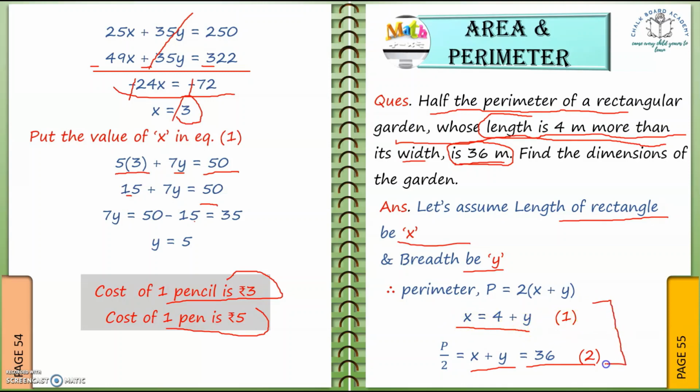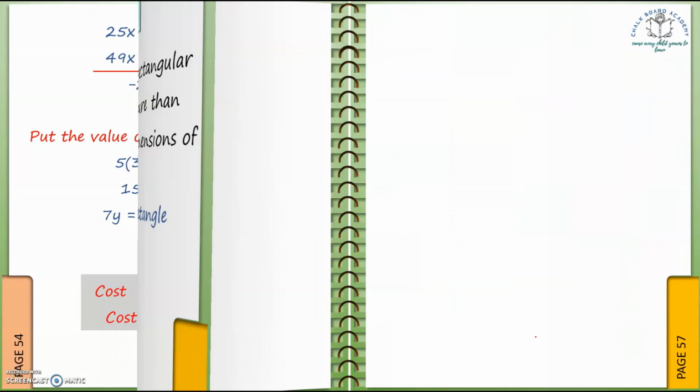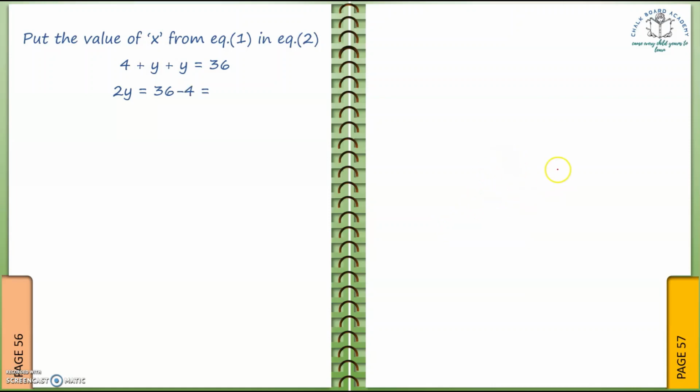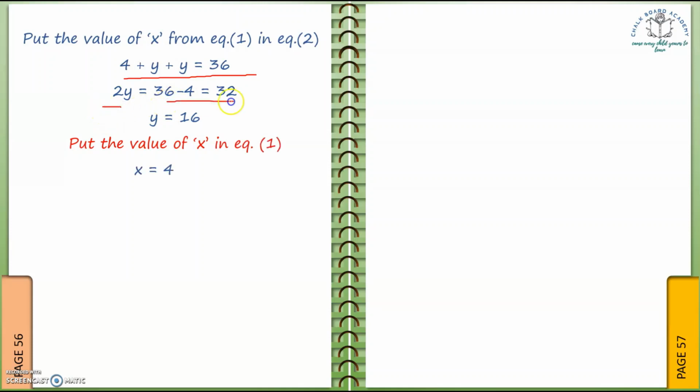Now we got two equations here. In this, again we can use any method out of the three methods. Here I am going to use the first method, that is substitution. So I am going to put the value of x from equation 2 into equation 1. So 4 plus y plus y is equal to 36. So 2y is equal to 32, and then we got y as 16.